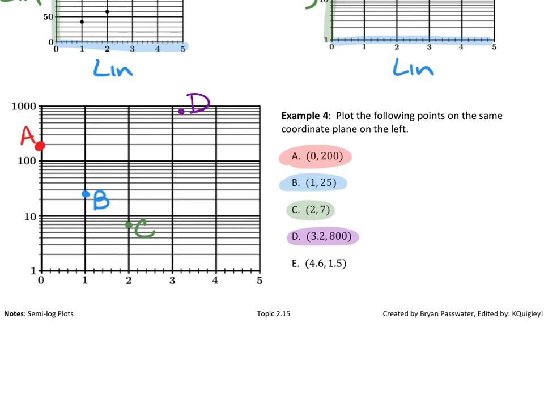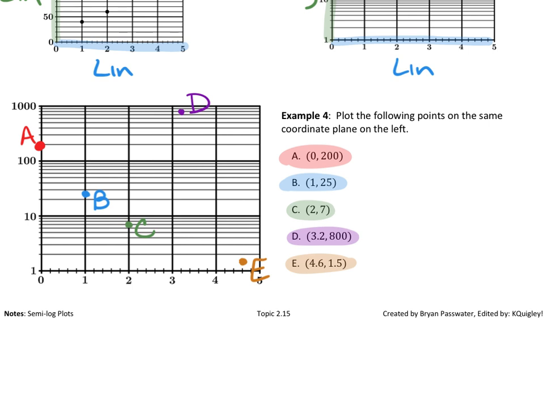That's D. And last but not least, coordinate E is at 4.6, 1.5. Again, every tick mark on my x-axis is 0.2. So this is 4.2, 4.4, 4.6, and then 1.5 is just going to be a little smidgen above it. Because your bottom line is not 0, your bottom line is 1. So that's E right there.